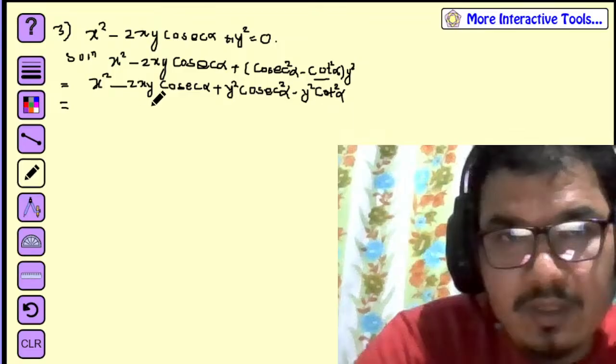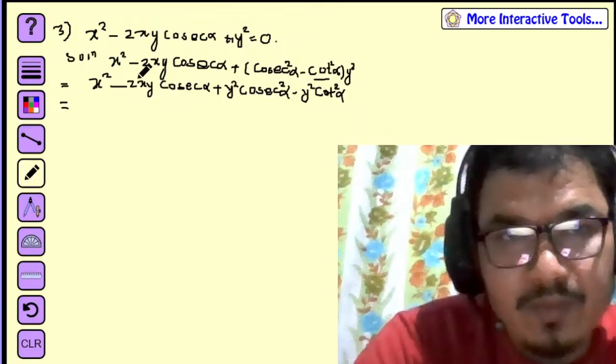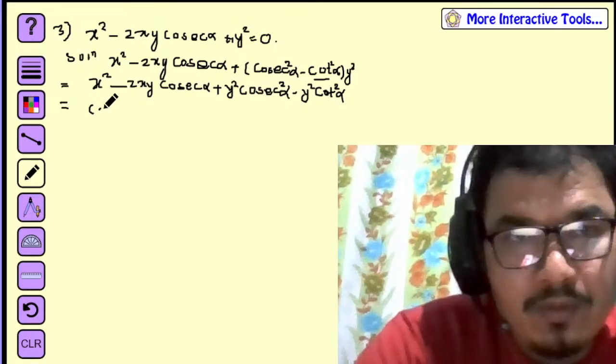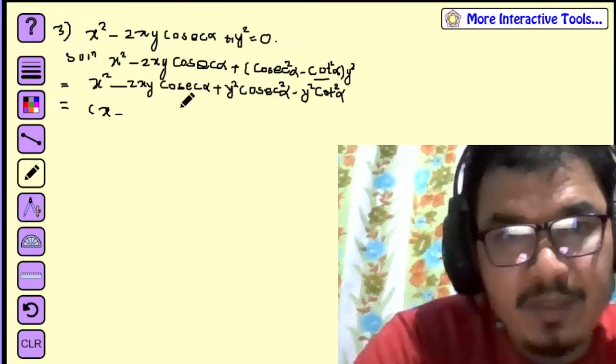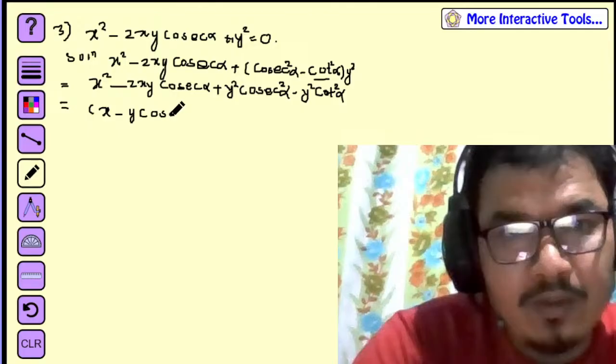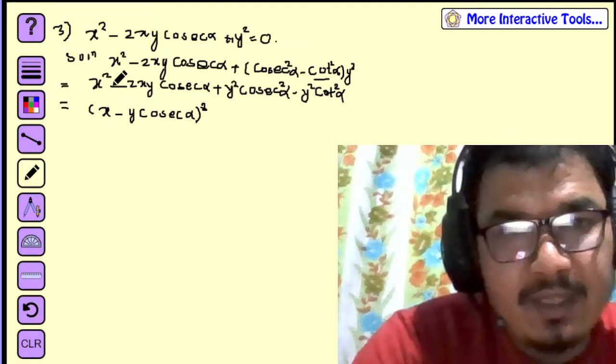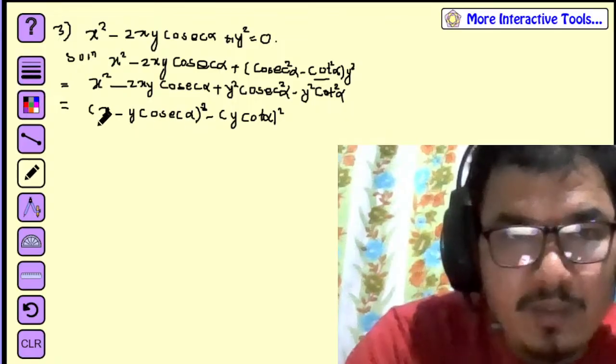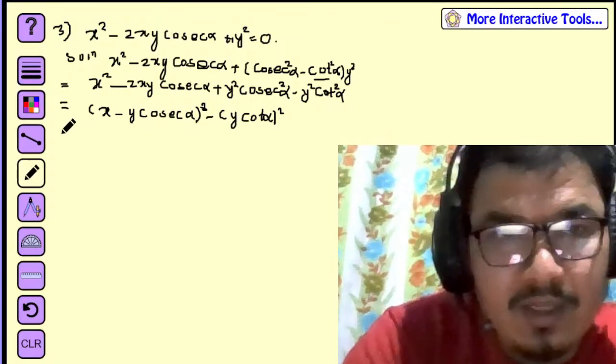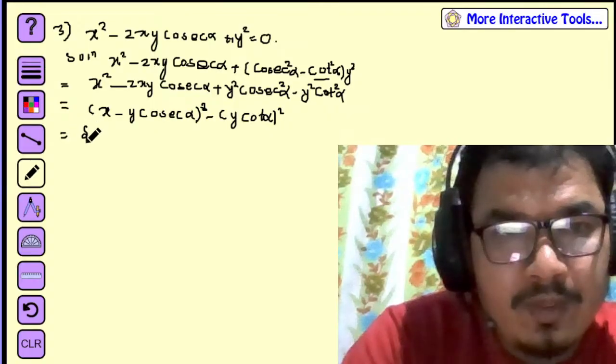Now look here, children. These first three terms are in a formula. Which formula do you know? They are in the formula of (A minus B) whole square, where A means x and B means y cosec alpha. And the last one we can also express as a square, that is (y cot alpha) whole square. Now it has come in the form of A square minus B square. That's why now here, (A plus B)(A minus B).